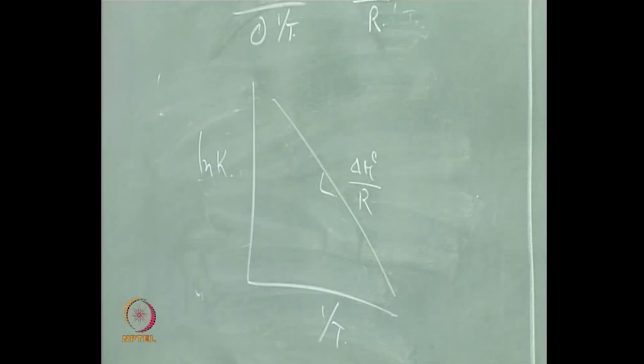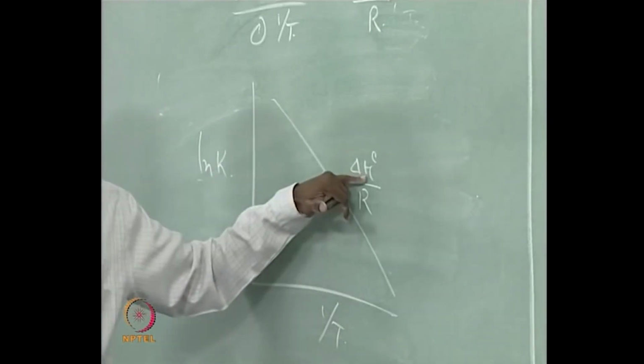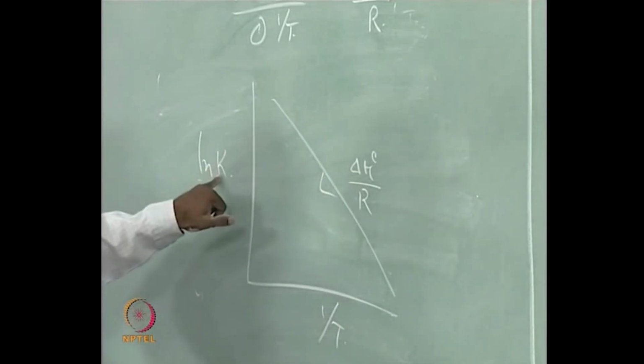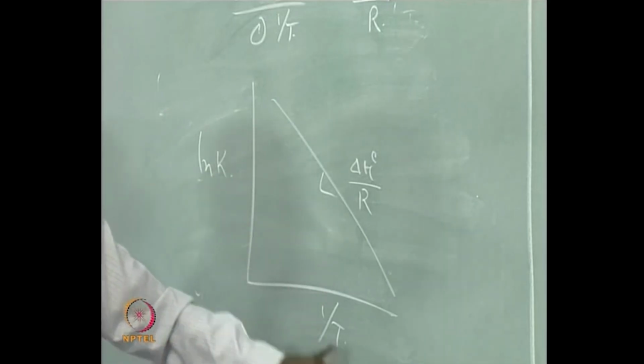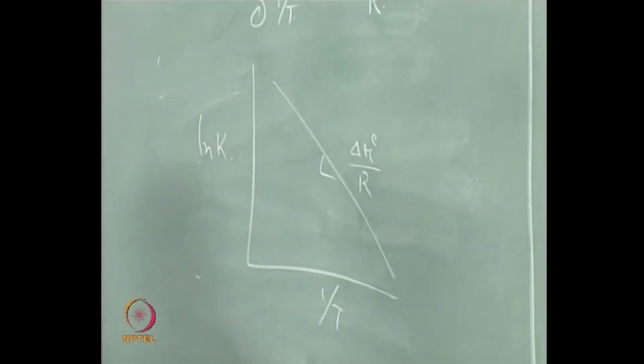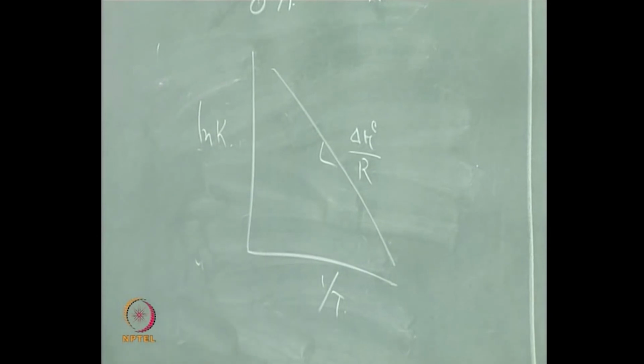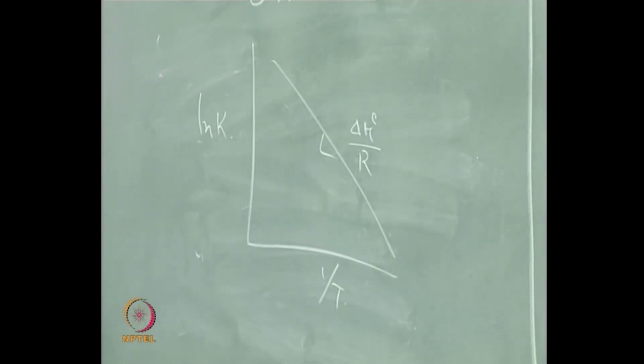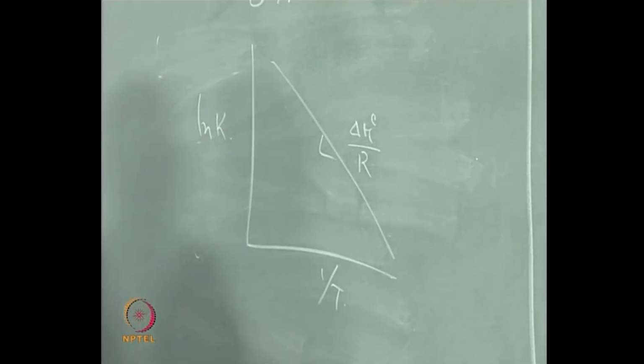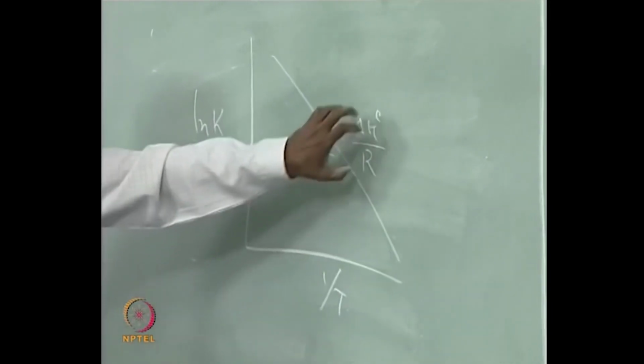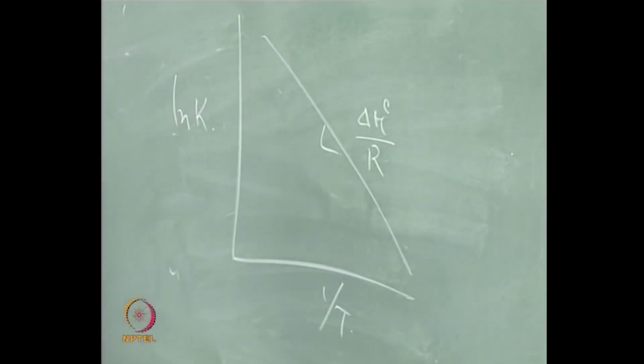So, one can find out the heat of the reaction, and the K and 1 by T are related by the heat of the reaction. This is similar to almost like a Kissinger plot and things like that, that we talked about in the last class. So, any activation energy, more or less we do the same thing. So, you can see the equilibrium constant is related to the temperature through the delta H of the reaction.